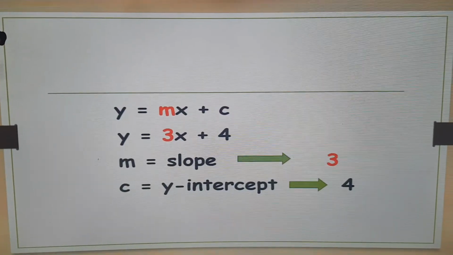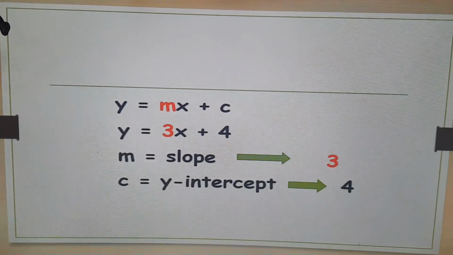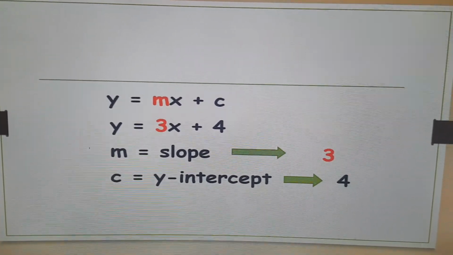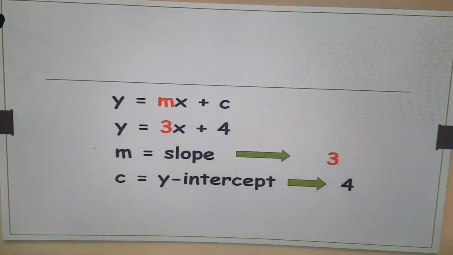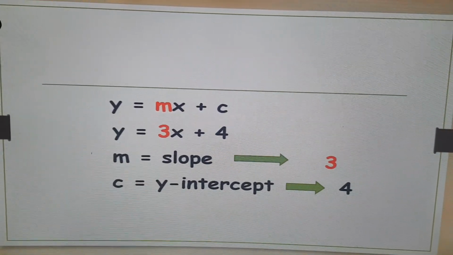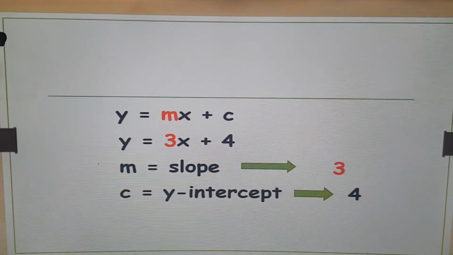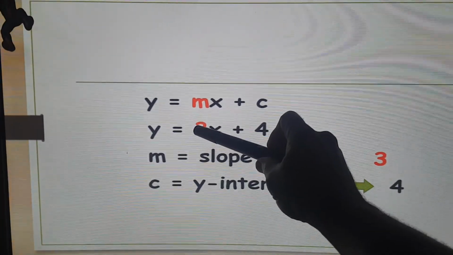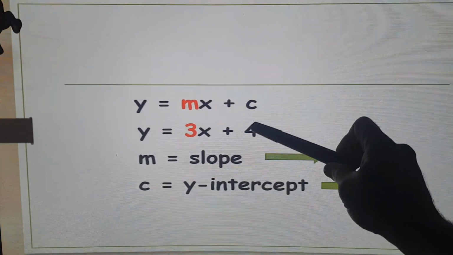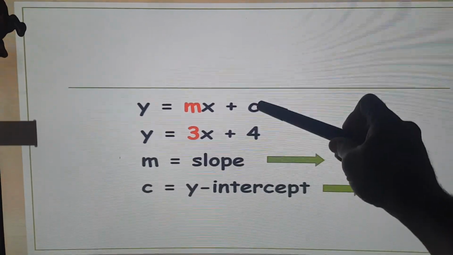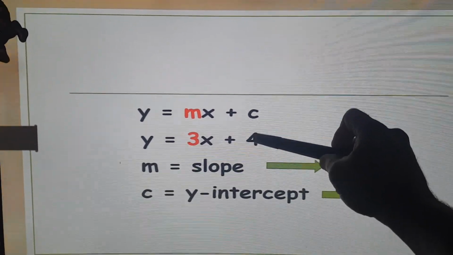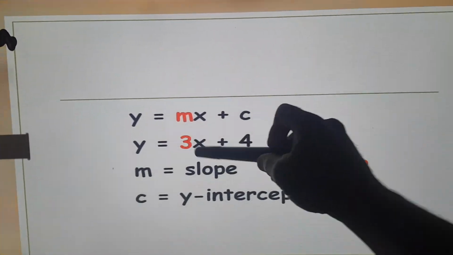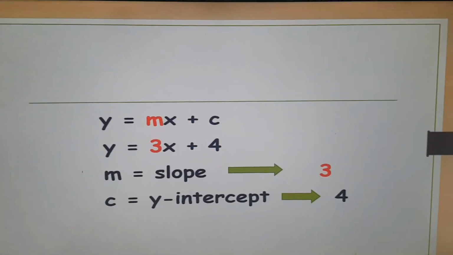Now, let's look at this. y equal to mx plus c, and y is equal to 3x plus 4. Now, in the equation 3x plus 4, the slope in this case is 3 and the y-intercept is 4. Slope is 3, y-intercept is 4. Because c is the y-intercept, 4, and m representing the slope is 3.